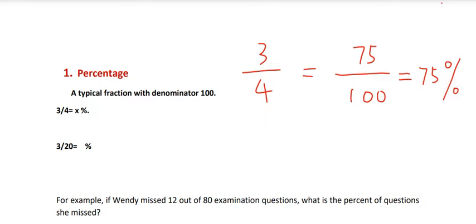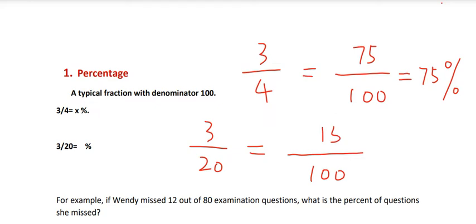Okay. So let's say this one equals what percentage? This means we just change the denominator to be 100. So from 20 to 100, we multiply by 5. So this is just 15, right? So we say 3 over 20 is 15%.